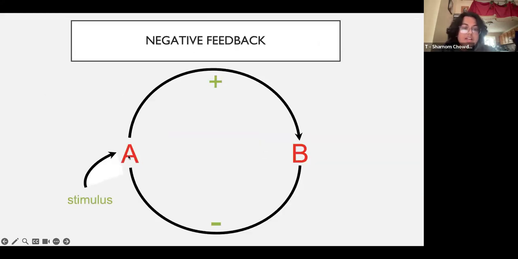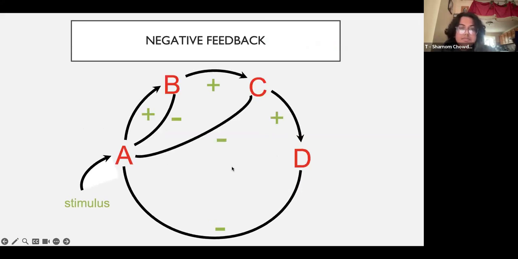So here, in negative feedback, A stimulates B, and then B can inhibit A. It could also be more complicated. A could stimulate B, which stimulates C, which stimulates D, and then D could inhibit A. But B could also inhibit A, and C could also inhibit A. So D to A would be a long negative feedback loop, while A to B, B to A, or even A to C, C to A would be a short negative feedback loop.